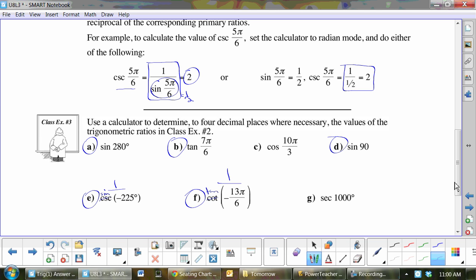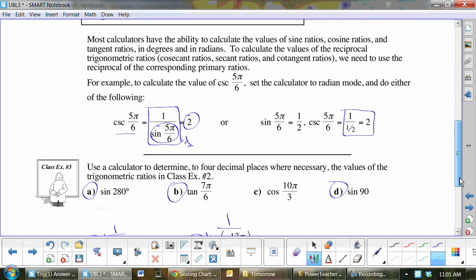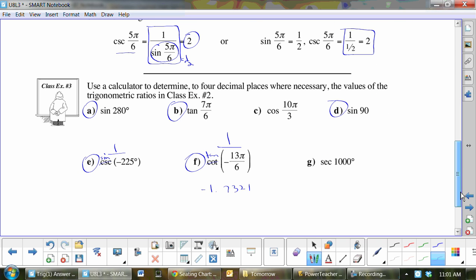Okay, let's see what we got here. Let's go backwards. We'll start at F. Alex, what'd you get for F? Okay, well, I gotta get F done first. Who's got F done? Jamie got F done? What'd you get? 1.7321. Okay, now, was cotan, or was that negative? Yeah, we got a negative, because these are the same questions as above. I don't know if you figured that out.